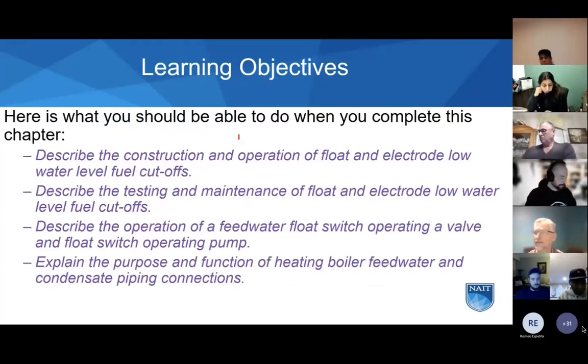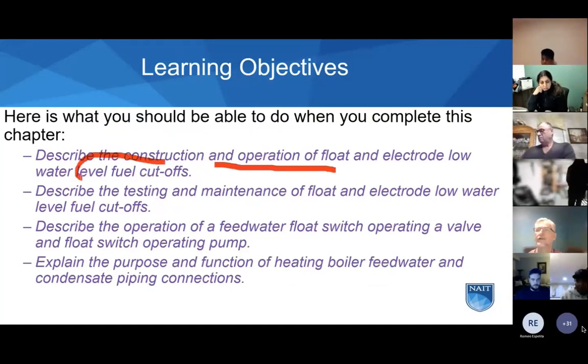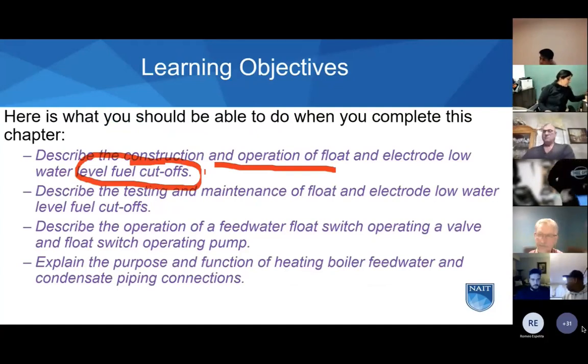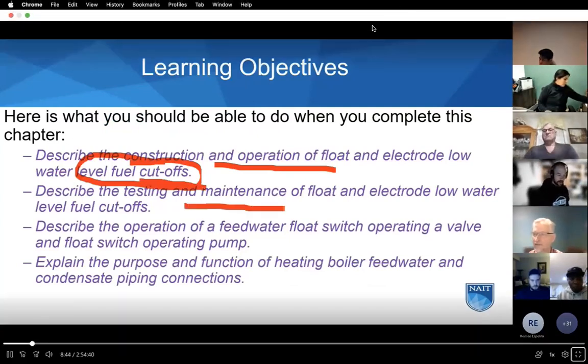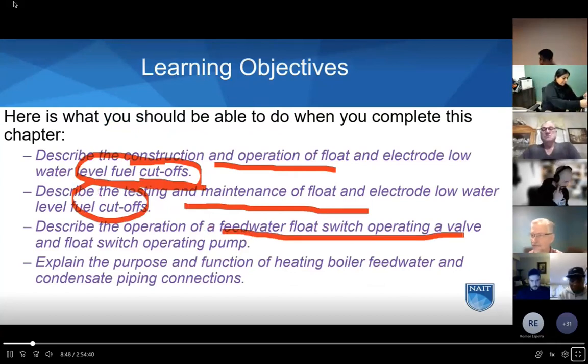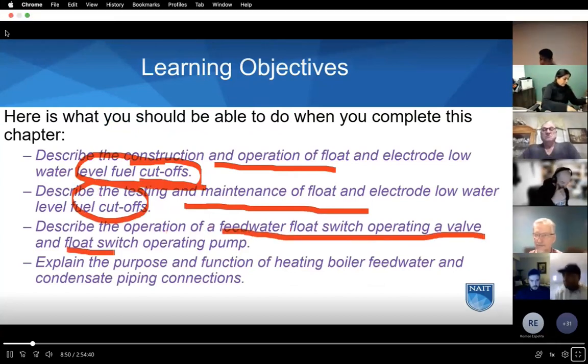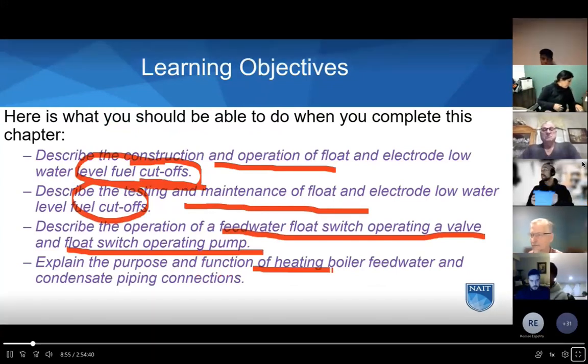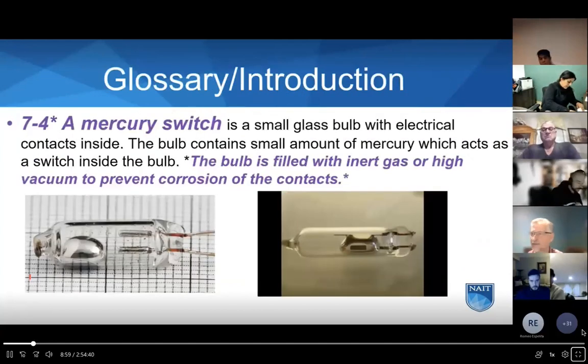Learning objectives for this chapter: low level fuel cutoffs, cutoffs for fuel in the case of no flames, testing and maintenance of those devices. We'll look at feed water float switches, operating valves and float switches that operate pumps, and we'll look at some feed water and condensate piping arrangements and equipment.